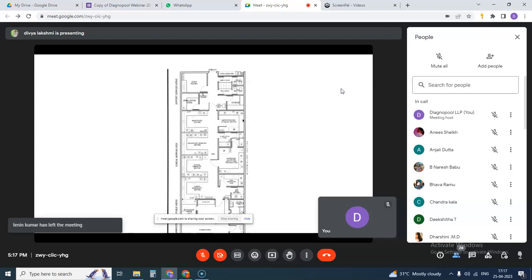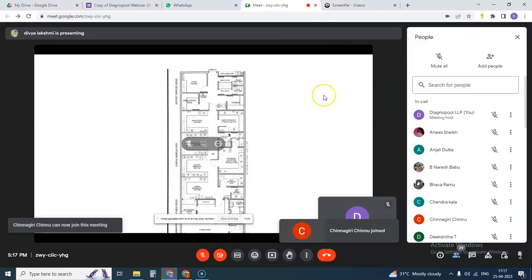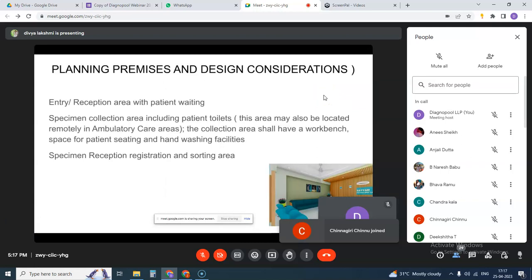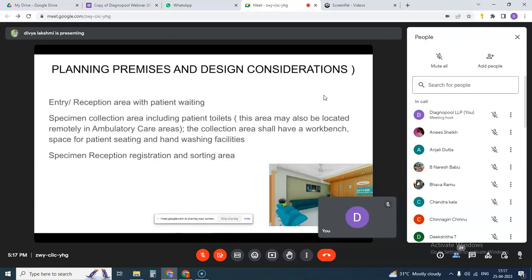If electron microscopy is there, it should again have a separate room. If tissue cultures are there, you should have a separate biosafety level room. And if fungus cultures are there, isolation rooms should have a separate isolation. So the planning is according to the requirements.